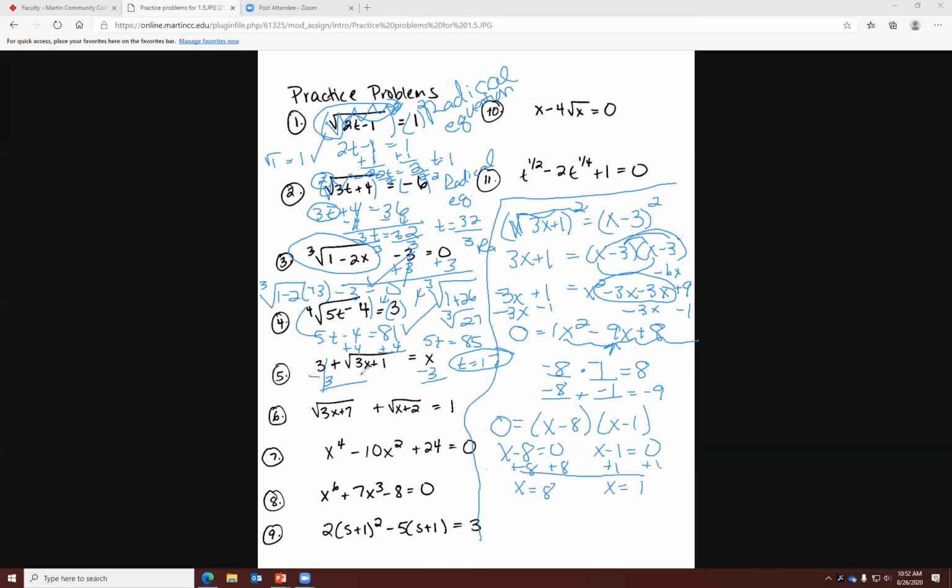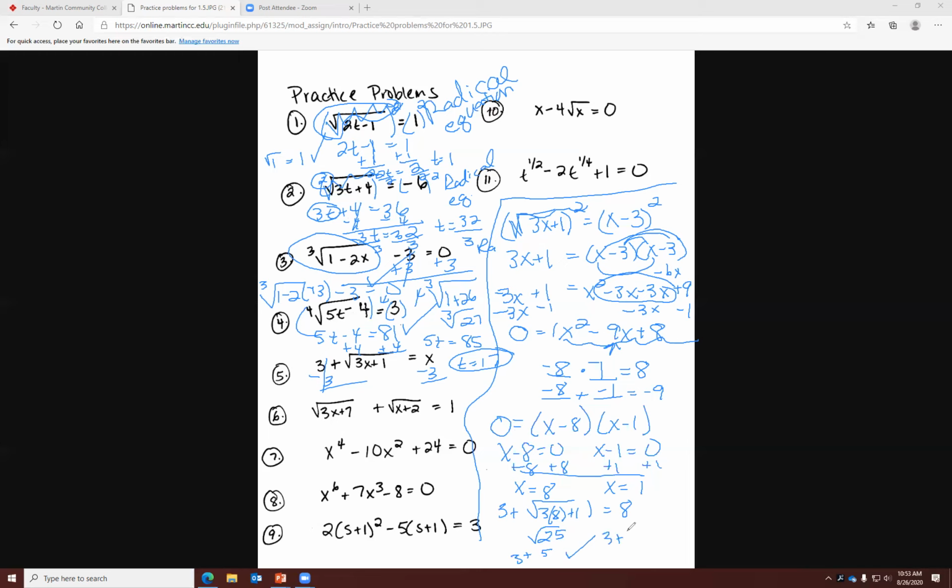So remember, this is our original equation. 3 plus the square root of 3 times 8 plus 1, is that equal to 8? All right, so that's going to be 24, 25. The square root of 25 we know is 5. 5 plus 3 is 8. So that one works. And then the other one we're checking is 1.